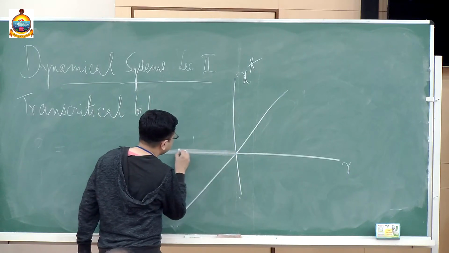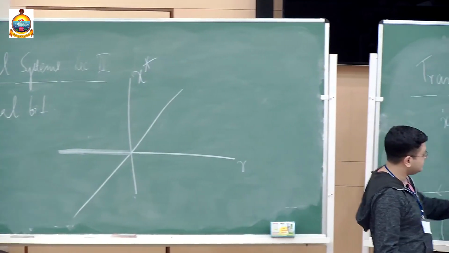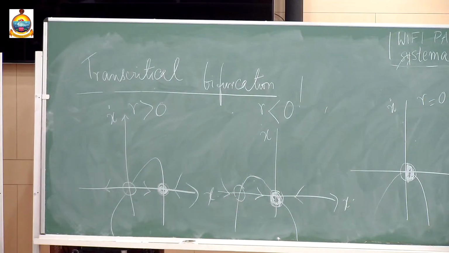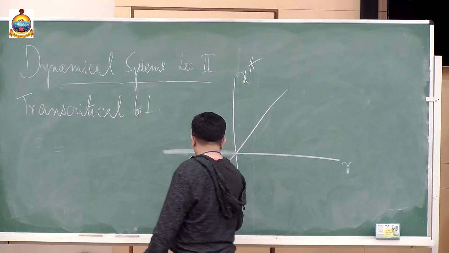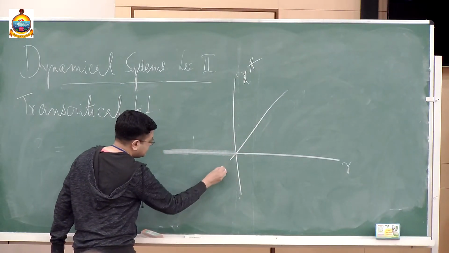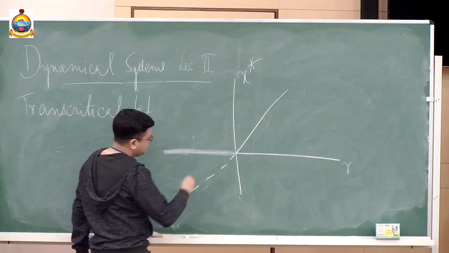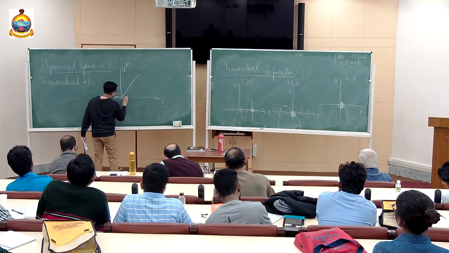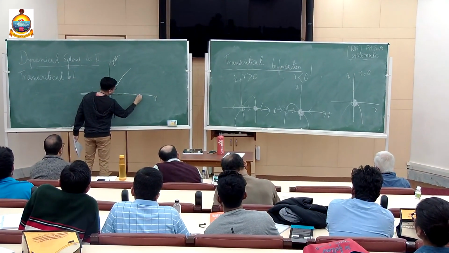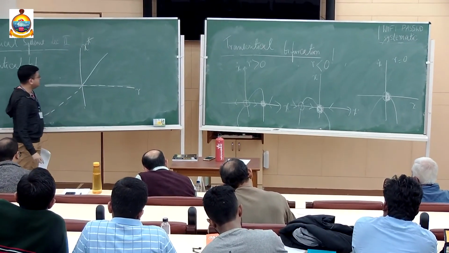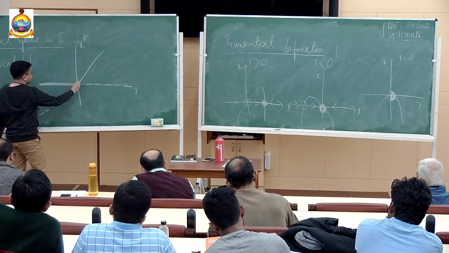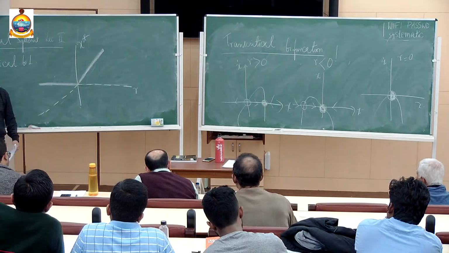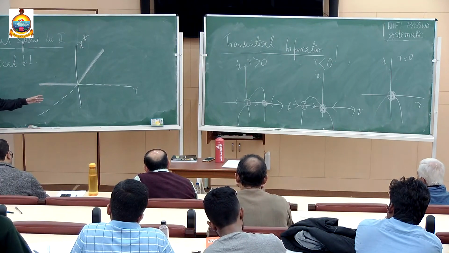So when r is negative, the 0 one is stable, this one is unstable. So the 0 one is stable, and this I should draw by broken lines. This is unstable. And they just exchange stability. So when r becomes larger than 0, the fixed point at x star equal to 0 became unstable, and this one became stable. So it's an exchange of stability bifurcation or a transcritical bifurcation for obvious reason.